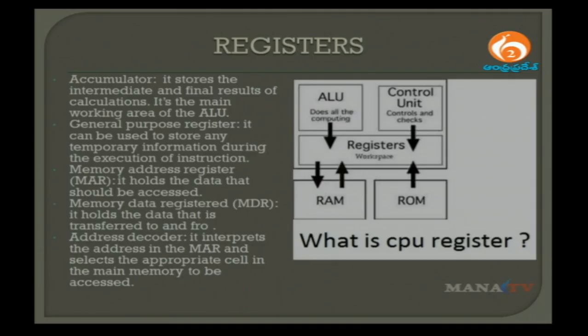So now let me take you to what a CPU register is. In the CPU register we have the most important things: the accumulator, MAR, MDR, and the address decoder. If you can see the slide once again, the address decoder interprets the address in the MAR and selects the appropriate cell in the main memory to be accessed. What does this do? It interprets the address. When I say address decoder, I am talking about decoding, isn't it? This will play the most important role in decoding the function.